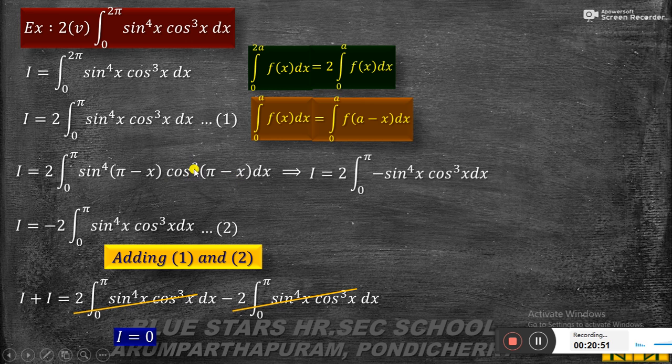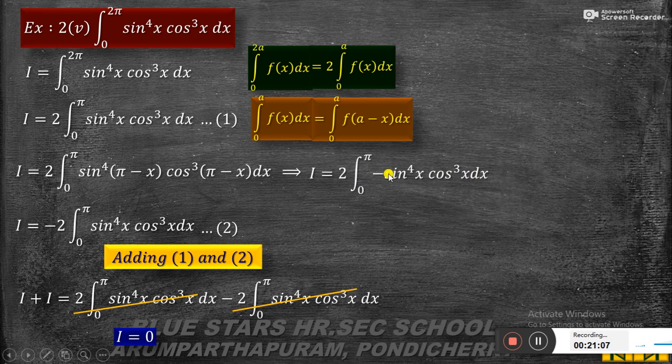So minus cos x whole cube means minus cos cube of pi minus x, so minus cos cube x. That minus sign I multiply in, so minus of sine power 4x cos cube x dx.